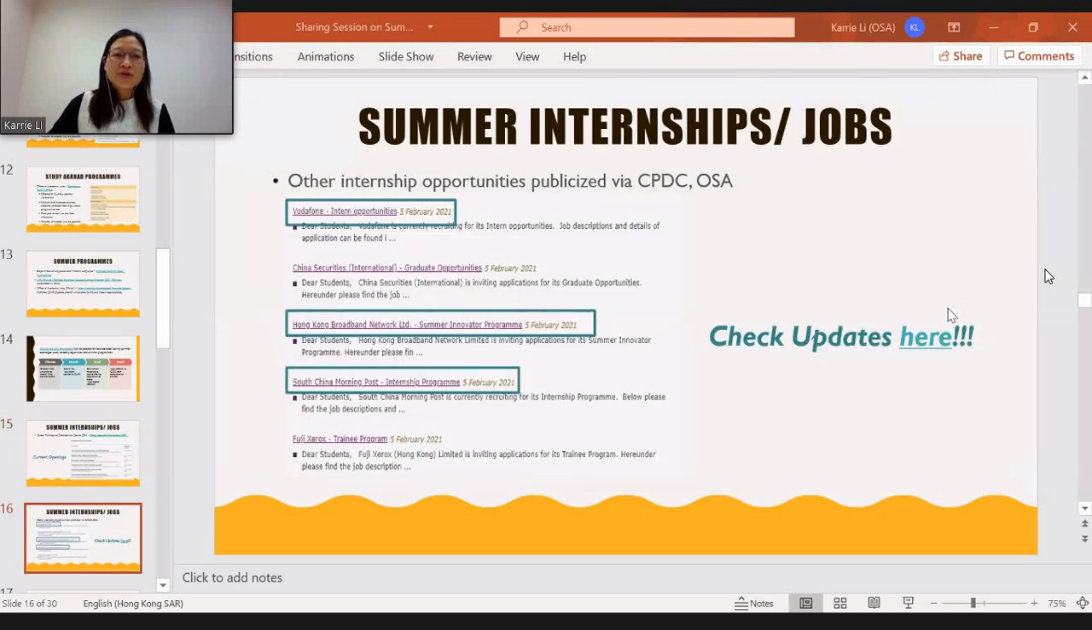So apart from the GIP program, you can keep checking the CPDC websites. From the latest news, they actually post different job or intern opportunities. When I prepared this PPT, you can find that there are some intern opportunities and some innovative programs that are open for students to apply, okay?